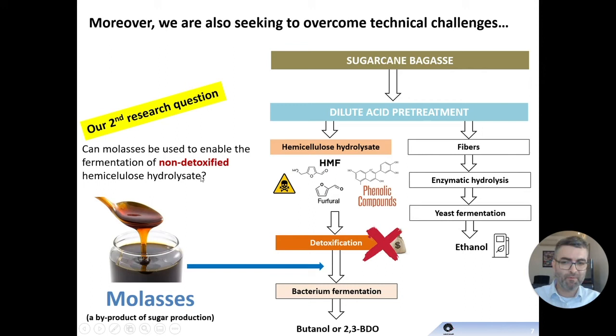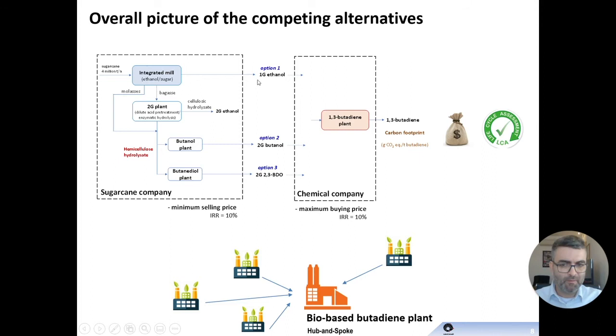An overall picture of the competing alternatives, we would have a sugarcane company producing either first generation ethanol that would be used by a chemical company to produce butadiene. Alternatively, companies that would invest in second generation plants to produce second generation ethanol, they could use the hemp cellulose hydrolysate to produce either butanol or butanediol, and these chemicals would supply a butadiene plant. And this butadiene plant would be supplied by several sugarcane mills in a hub and spoke network. And we are trying to find which are the best economic and environmental options for both of the companies, the sugarcane company and the chemical company.